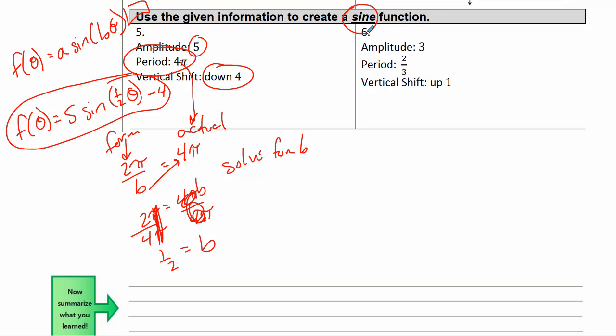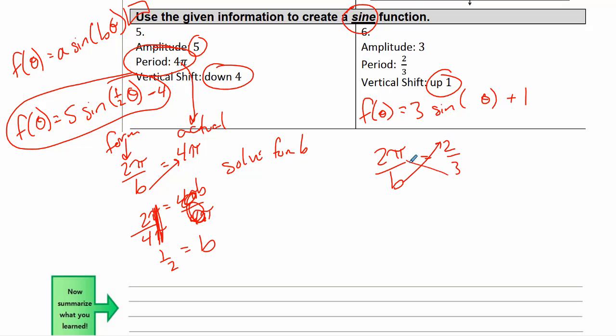Okay? Number 6. Again, amplitude is pretty easy. So f of theta is equal to 3 sine of something theta, and then up 1 means plus 1. Period is 2/3, so I'm going to take the formula 2 pi over b equals 2/3. These are fractions now, so I'm going to multiply crossways. So I get 6 pi equals 2b, divide, so I get b equals 3 pi.